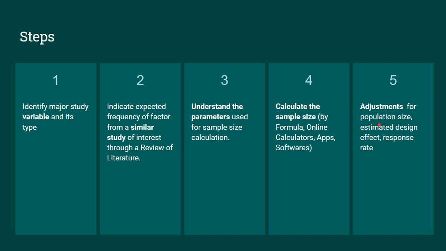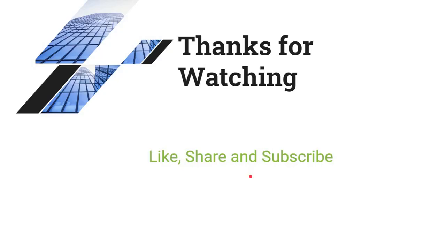There are 3 types of adjustments. One is for the finite population correction, number 2 is the design effect adjustment, and number 3 is the adjustment for the response rate.